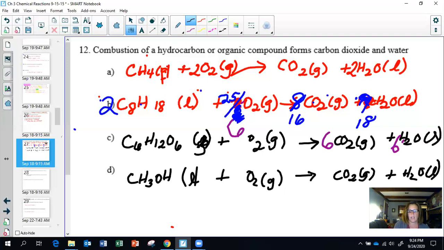All right. Again, we're going to go through and systematically balance carbons first. There's 1 on each side. I have 4 hydrogen on the left, so I'm going to put a 2 over here. Now I have 4 oxygen on the right-hand side, and I have 1, 2, 3 oxygen on the left-hand side.